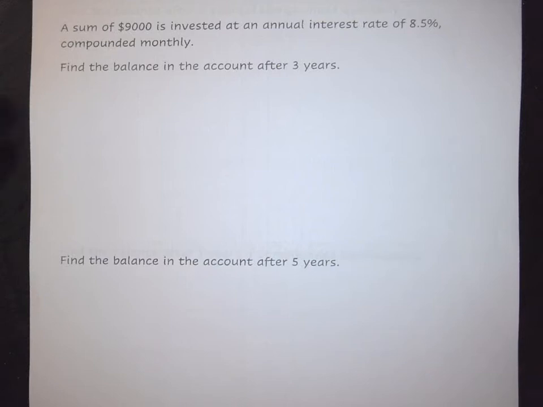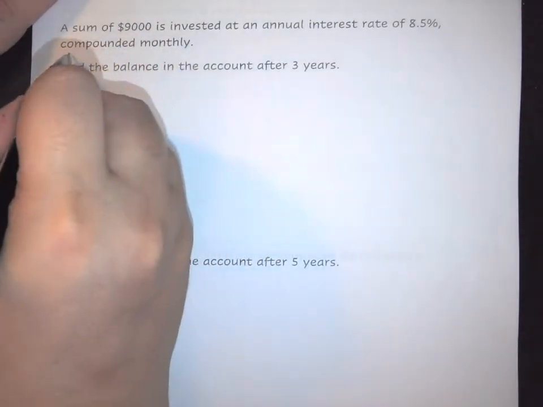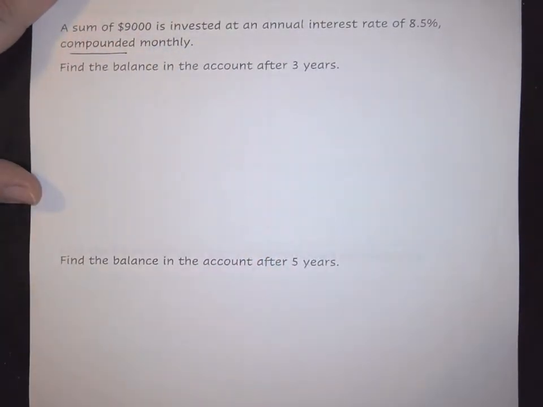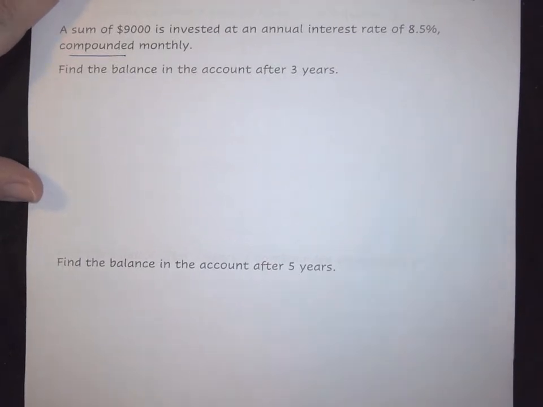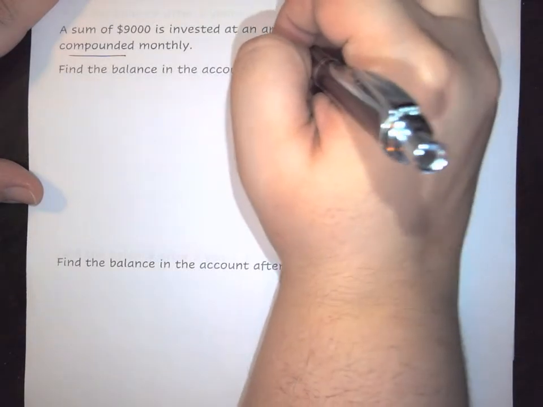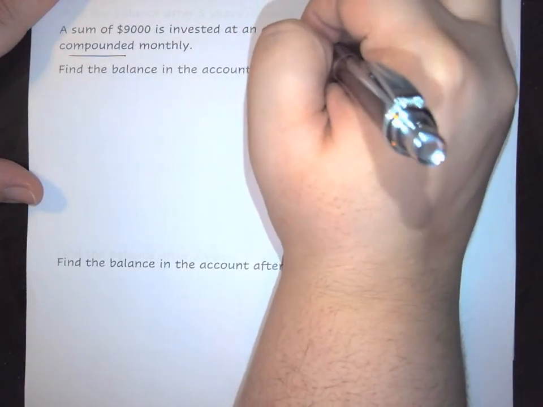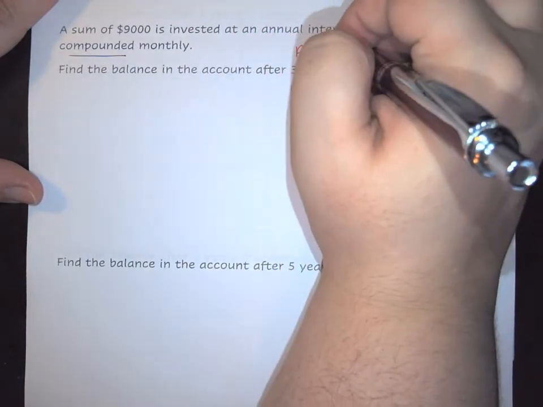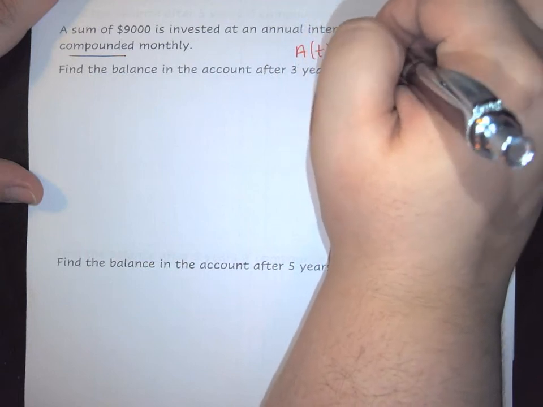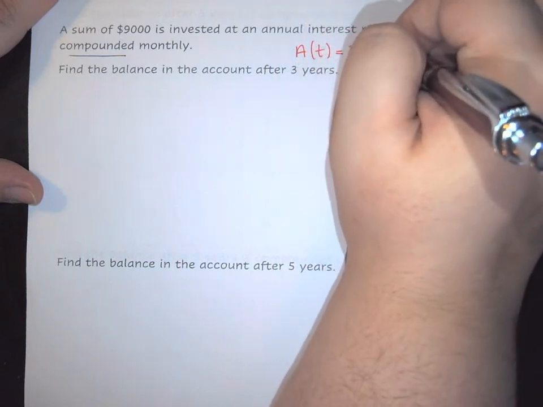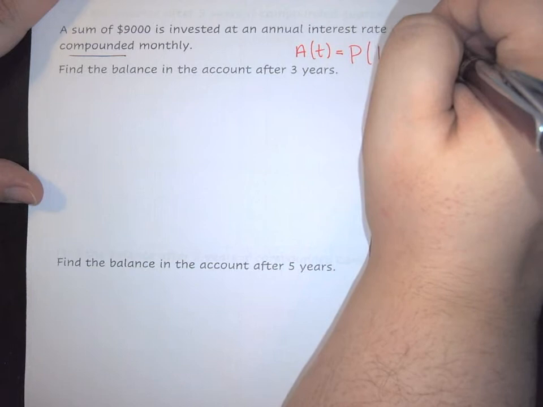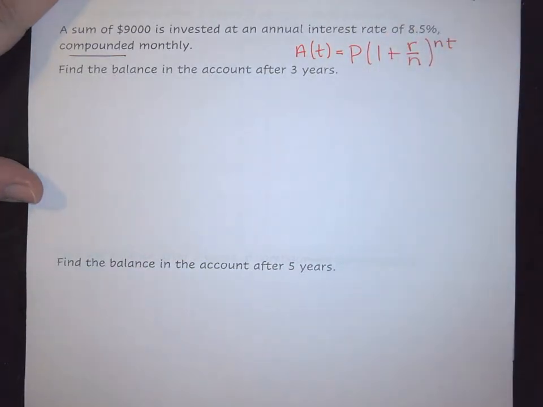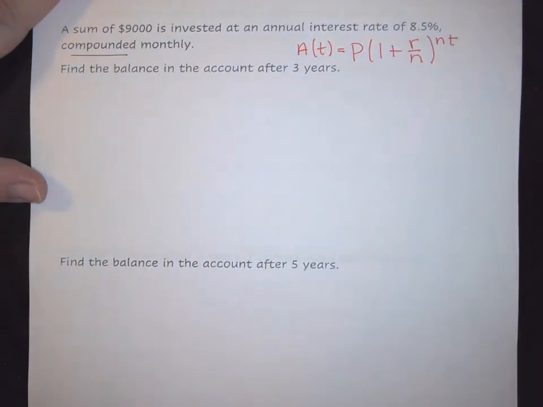So the first thing that we have to do is identify what it is that we're doing. And this word compounded tells you exactly what equation you're going to be using. We're going to use the compound interest formula, which says A of t is equal to P times (1 plus r over n) raised to the n t. Okay, so that is the formula we're going to be using.